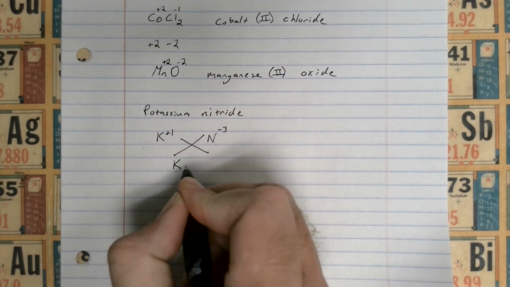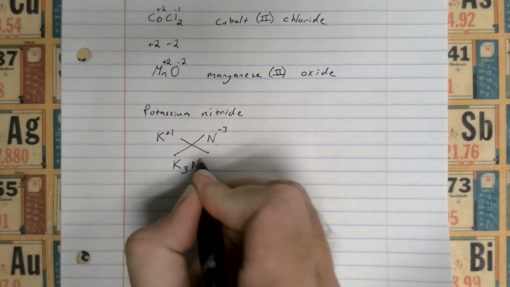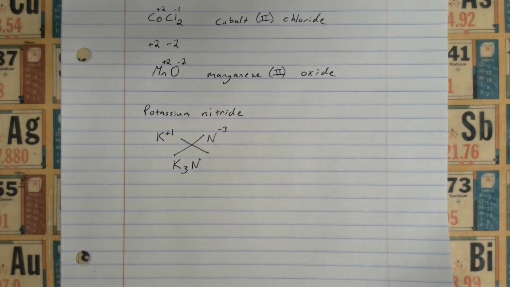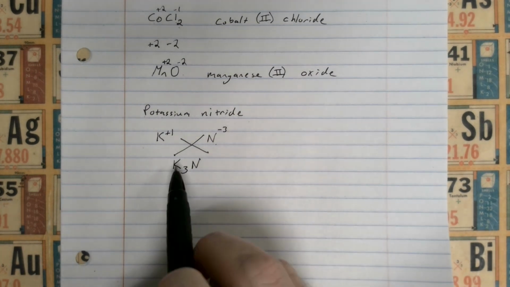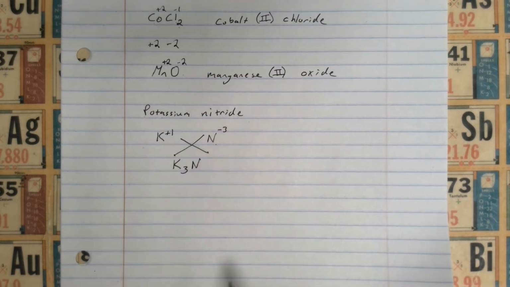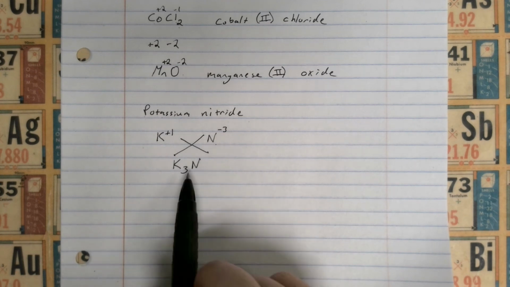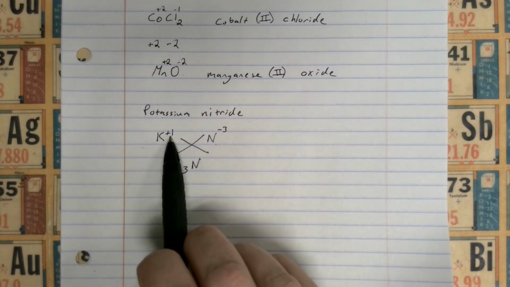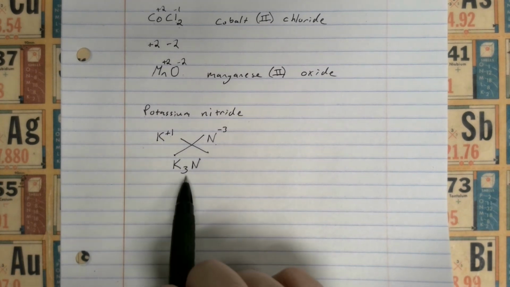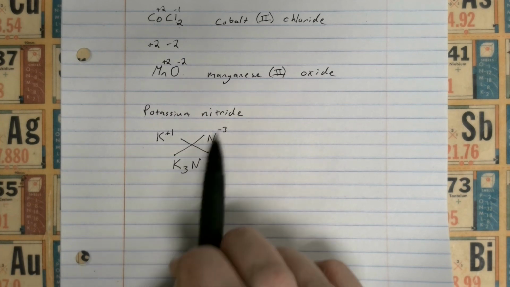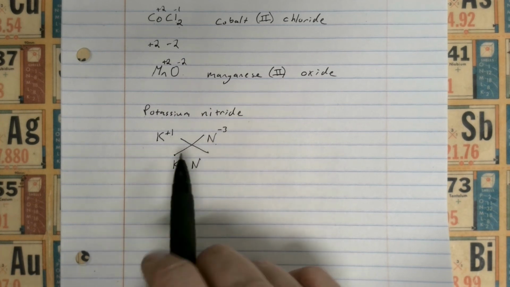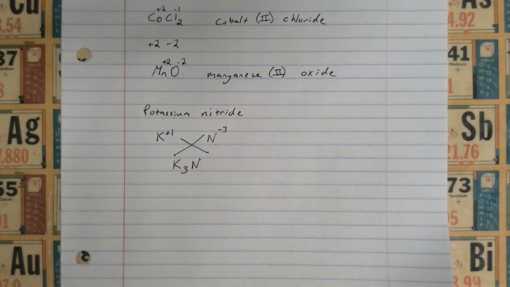Becomes K3N for potassium nitride. Again, that 3 goes over to the K. The 1 goes over to nitrogen. Okay, and the reason why we do that is we need to balance out the charge. If I have 3 Ks, each one's +1, that means it's going to be +3. Nitrogen is -3. When I add them together, it's going to give me a charge of 0, a neutral charge, which is what we want.